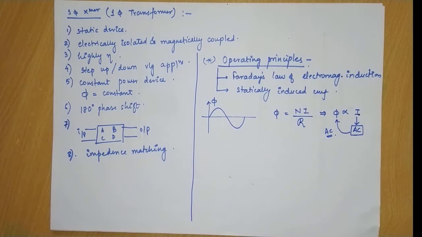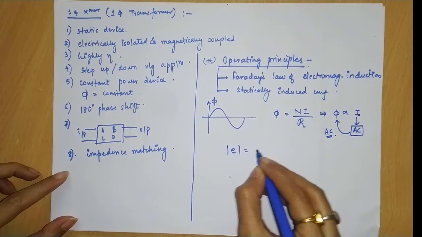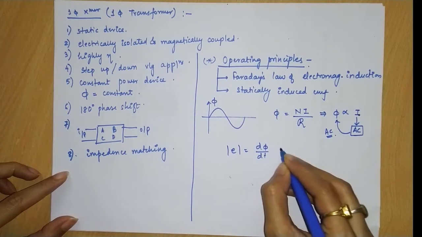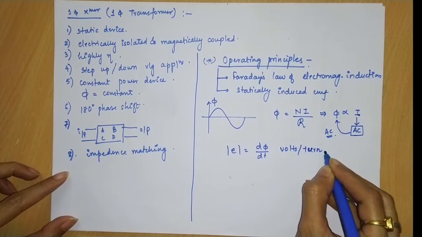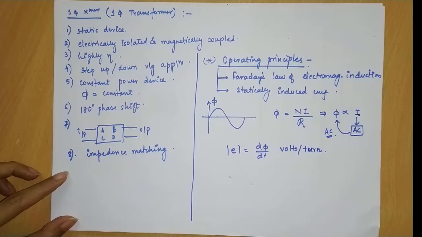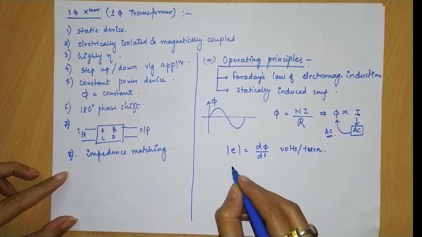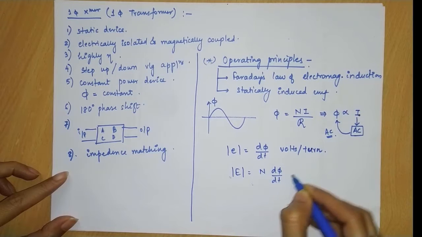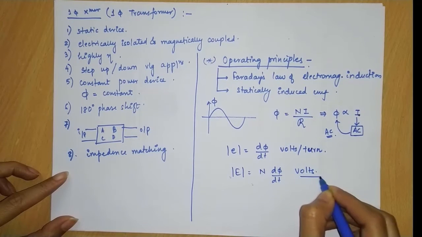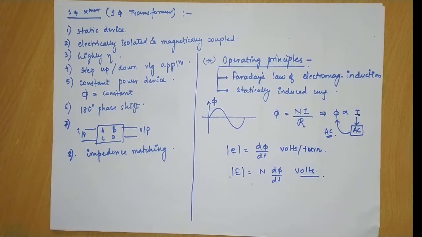According to Faraday's law, magnitude of statically induced EMF is given by mod E is equal to d phi by dt volts per turn. If the coil consists of N number of turns in series, then the total EMF of the coil is given as mod E is equal to N d phi by dt volts, where N is the number of turns wound concentrically.